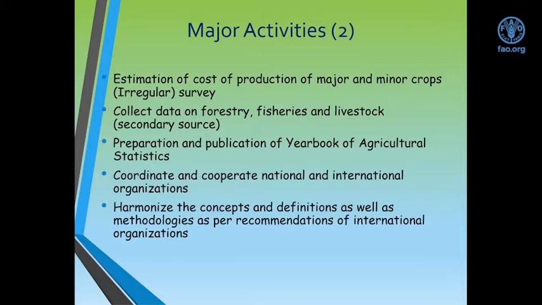Estimation of cost of production of major and minor crops, irregular surveys, and collecting data on forest, fisheries, and livestock. This is secondary data we collect from the respective departments. Preparation of publications: every year we publish a yearbook of agricultural statistics. Coordination and cooperation with national and international organizations: we are working with FAO, WFP, and others related to agriculture.